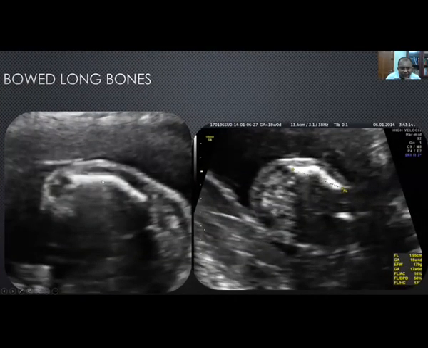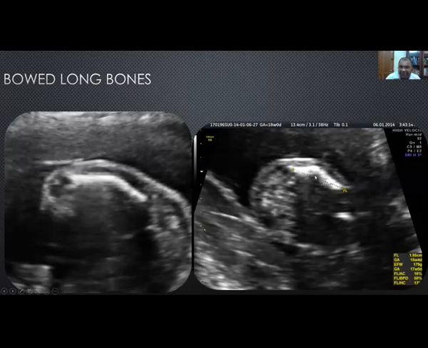Bowed long bones, as you can see over here. The first thing that you need to see is whether it is isolated. Now this is a femur. It's an 18-week femur, grown up to 15 to 16 week size. There's a mild angulation over here. If this femur is isolated and the other femur is normal, most likely this is focal femoral deficiency. Focal femoral deficiency presents with isolated bowing with mild reduction, 1 to 2 weeks reduction.